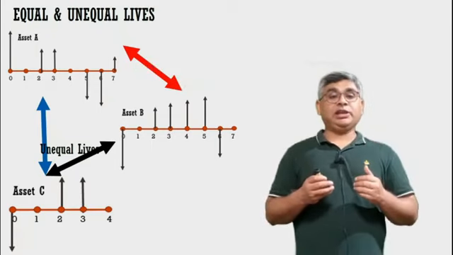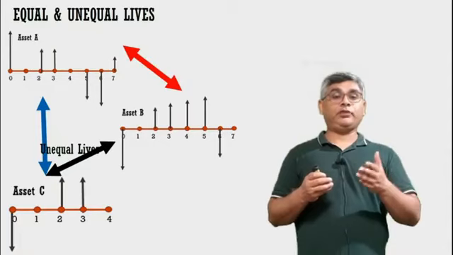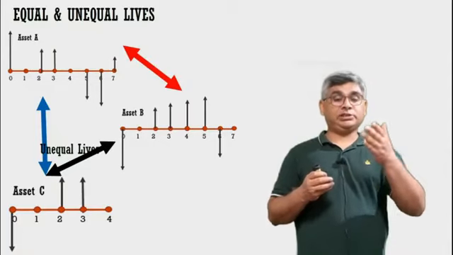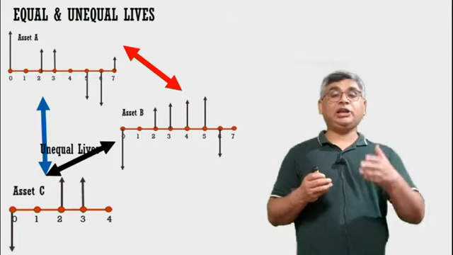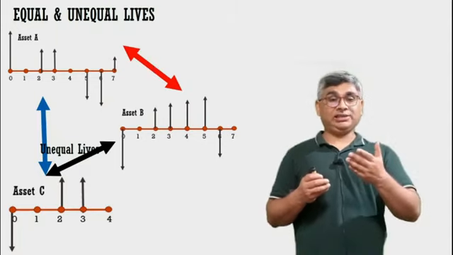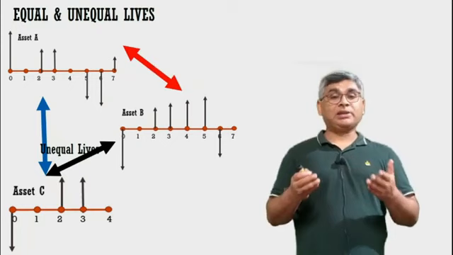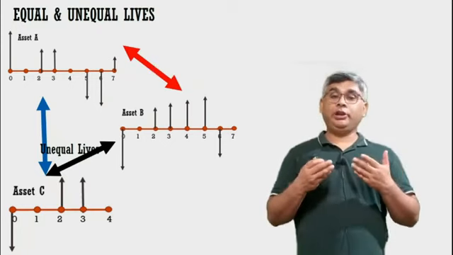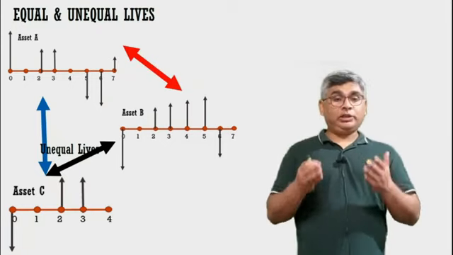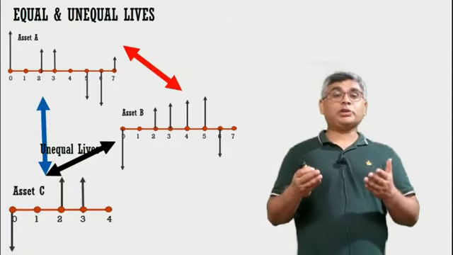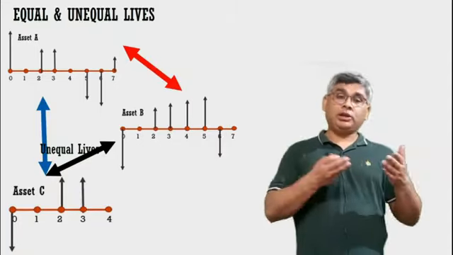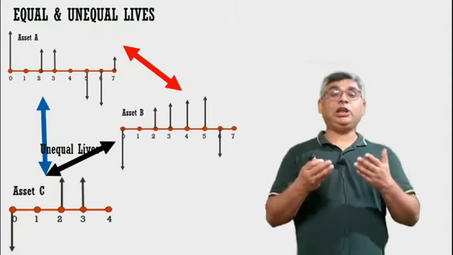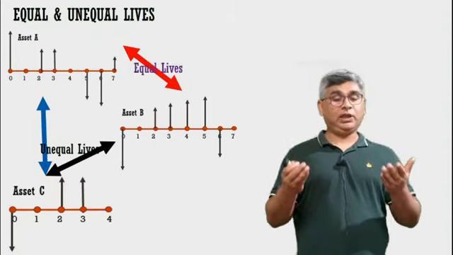Similarly, the economic life of asset C is, in this case, say 4 years. If we compare this asset C with either asset A or asset B, then this is a comparison among alternatives with different economic lives. So in this lecture, we will be just focusing on problems involving equal lives. In coming lectures, we will be dealing with unequal lives as well.